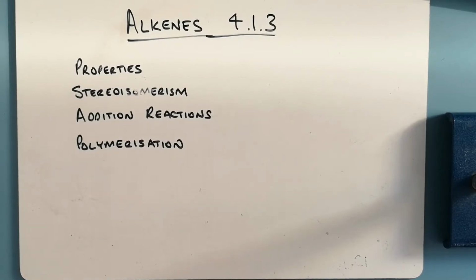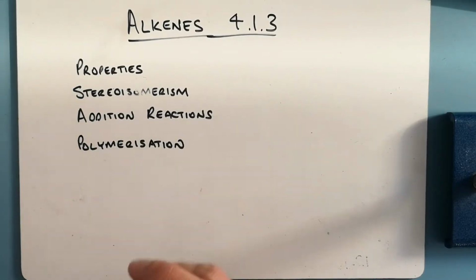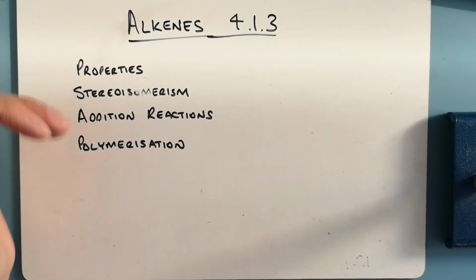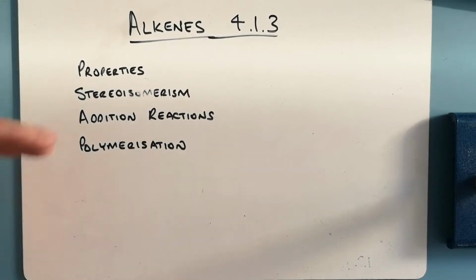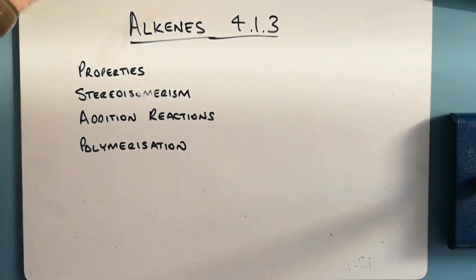I'm going to go through 4 different parts for today. We're going to look at properties and its structure, and the sigma and pi bonds in alkenes. We're going to look at stereoisomerism, specifically geometrical, E/Z and cis-trans isomerism. We'll look at addition reactions and the mechanism for them, and polymerization. So there's quite a bit to get through on this video.